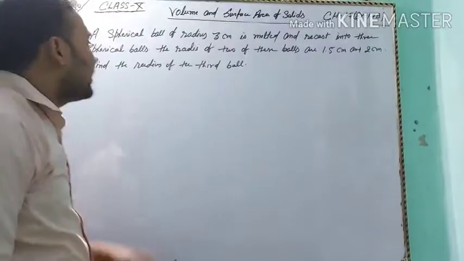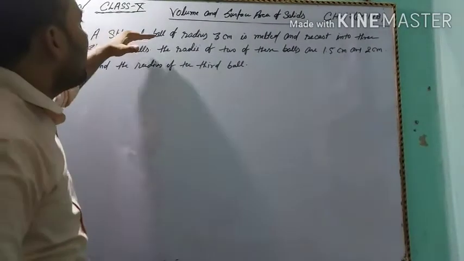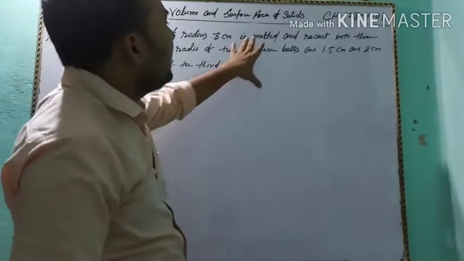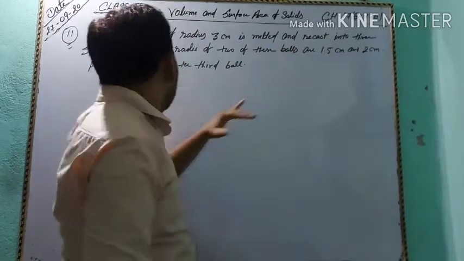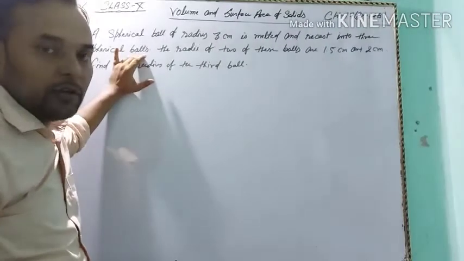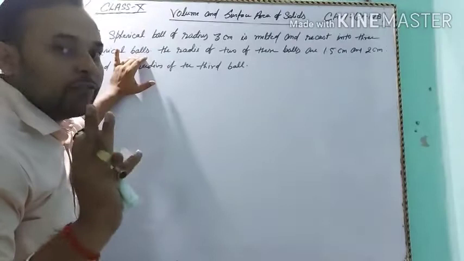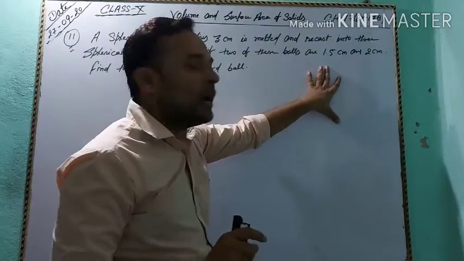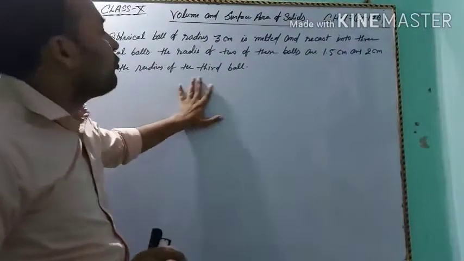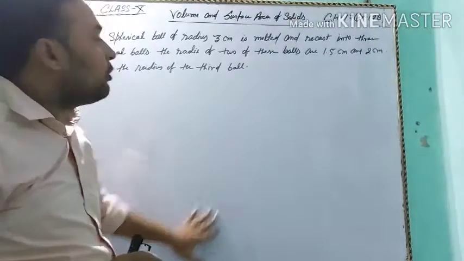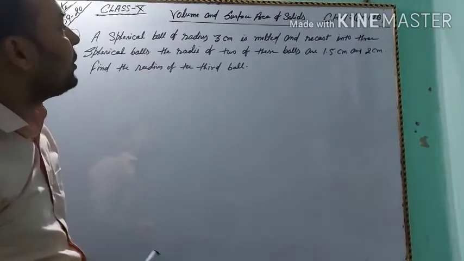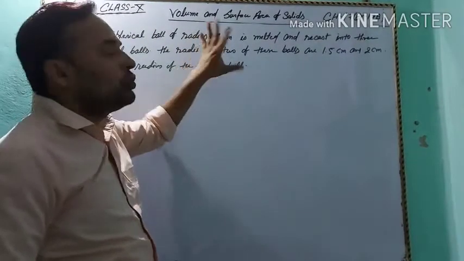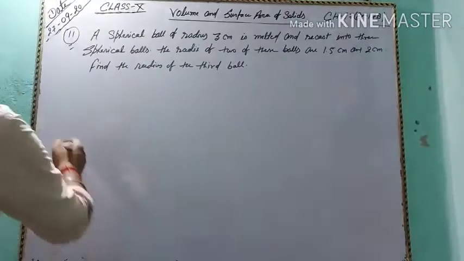Okay, students, our next question is question number 11. A spherical ball of radius 3 centimeter is melted and recast into 3 spherical balls. The radii of 2 of these balls are 1.5 centimeter and 2 centimeter. Find the radius of the third ball. Okay, students, a spherical ball of radius 3 centimeter. First of all, find the volume of the spherical ball with radius 3 centimeter. Okay, so let's start the solution.